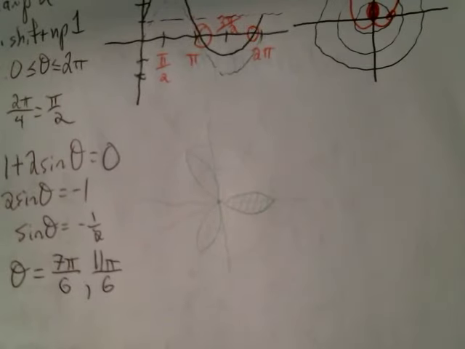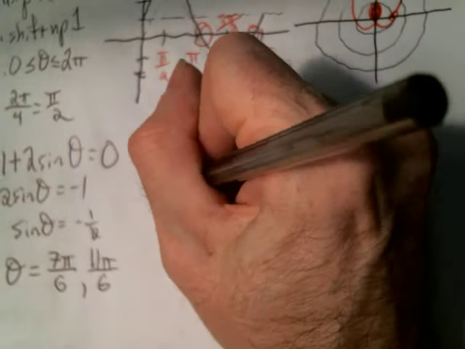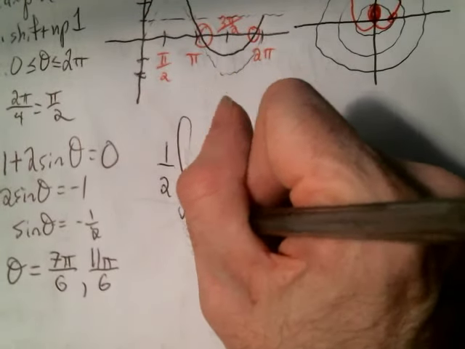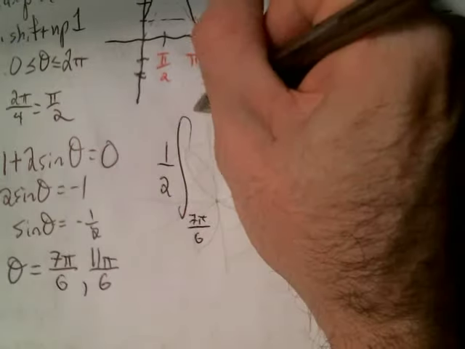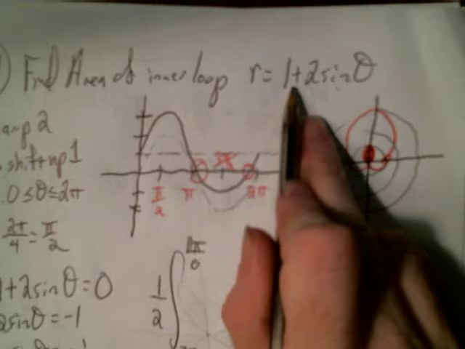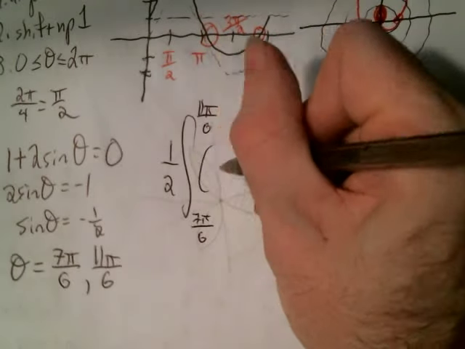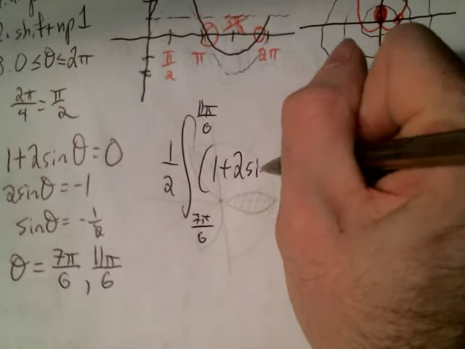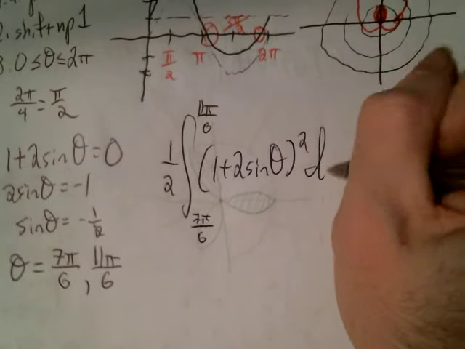Okay. So my integral then will be 1/2 integral from 7 pi over 6 to 11 pi over 6 of the square of this r value. So it'll be 1 plus 2 sine theta squared d theta.